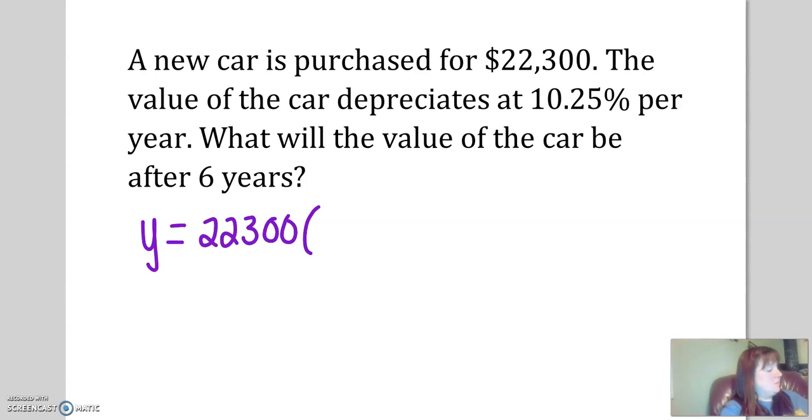89.75. Let's make sure that my tired brain isn't taking over. Yeah, I got it. 0.8975. Okay, and then that's to the x because we have x years. Now we go ahead and put in 6 there. So we're going to put in 6 for x. We're going to do that to the 6th times 22,300.